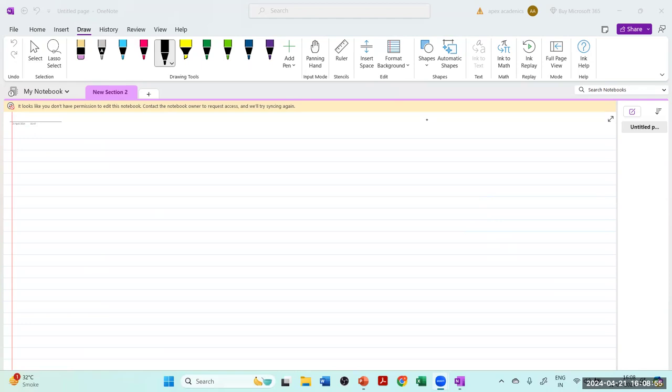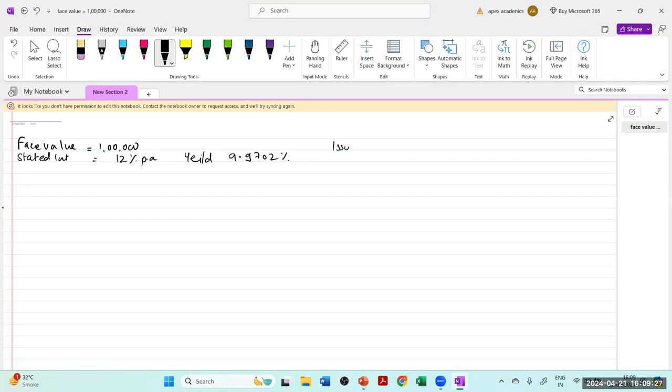Better. Let's play a game. What is the game? Now I want you to tell me. What is the face value in our question? 1 lakh. Shabas. What is the stated percentage of interest? 12% per annum. What is the yield? 9.9702 percentage. Correct. What is the issue price? 103.6 percentage. Correct. And it is a 2-year bond. How many year bond? 2 years.